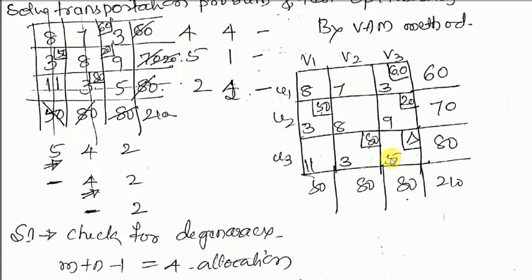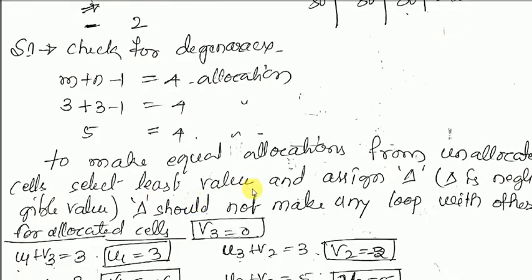Here 5 is not making any loop, because of that I am assigning delta to 5. If it makes a loop, then you cannot assign delta to this; then go for the second least, that is 7, and check again. Here there is no loop with any other alternative allocated cells, so I would assign delta there. Please remember this procedure whatever I have explained, otherwise it will be difficult. And delta value is always negligible.